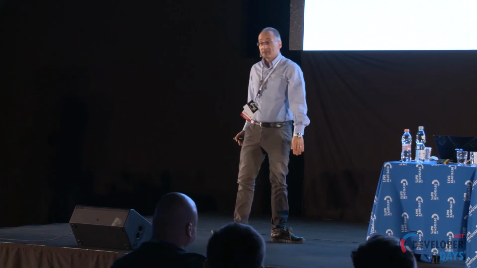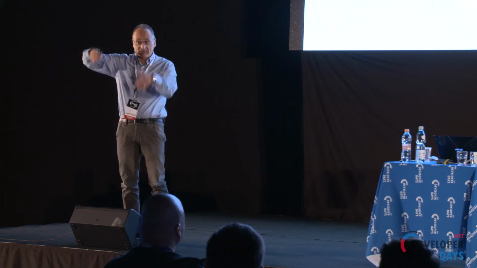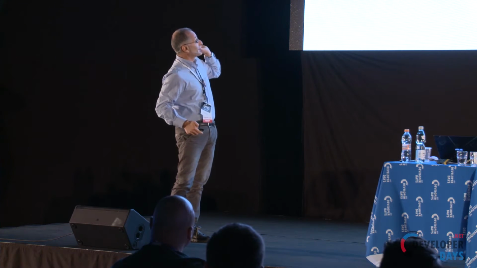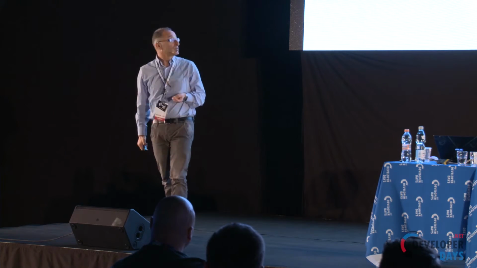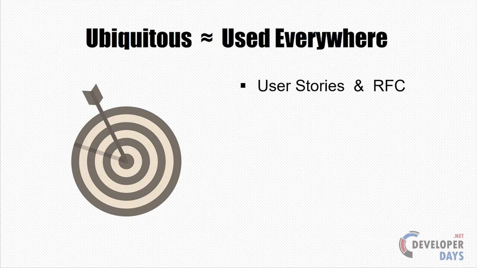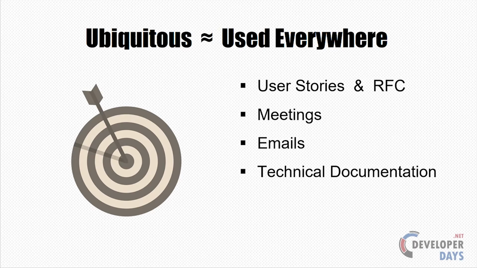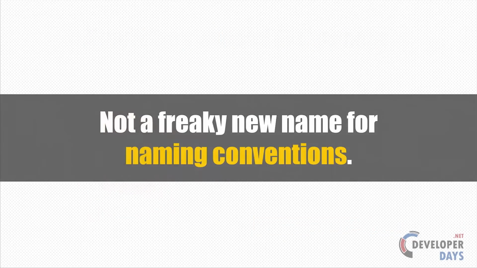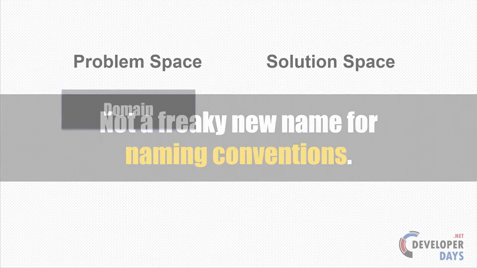It's not a static thing. It doesn't even change indefinitely. At some point, we have to consider that frozen. And more importantly, the ubiquitous language must be reflected in code, used everywhere. It's the language of the project in user stories, requests for changes, meetings, emails, technical documentation, schedule, and source code. Especially source code. So, ubiquitous language is not simply a freaky new name for just naming conventions.